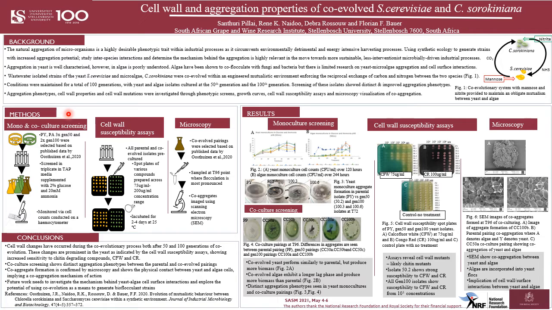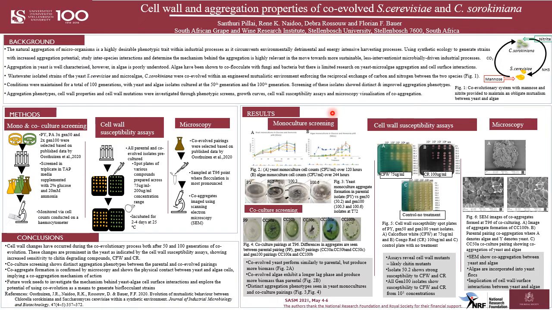To very briefly take you through my methods, mono and co-culture screens were conducted using glucose and ammonia as carbon and nitrogen sources. This allowed for the growth of both species and also allowed us to see differences in aggregate formation. Moving on to the susceptibility assays, cell wall targeting compounds calcofluor white and Congo red were used to identify yeast cell wall mutants. Lastly, scanning electron microscopy was conducted to visualize co-aggregate formation between the yeast and microalgae.